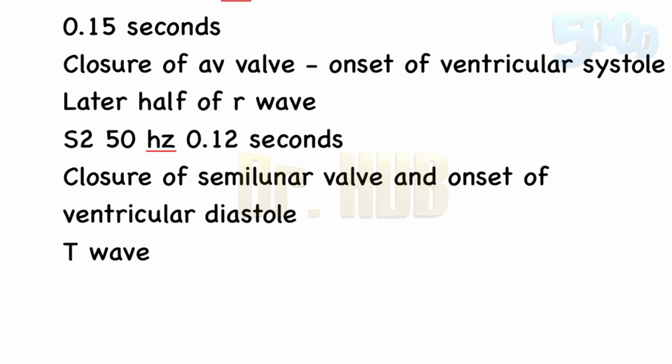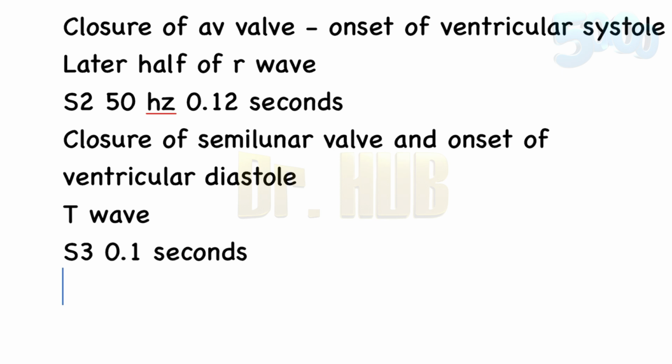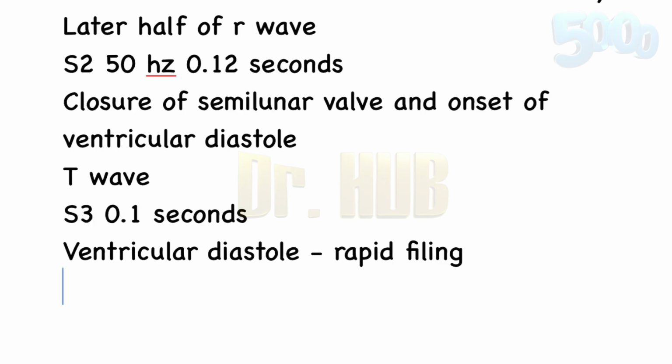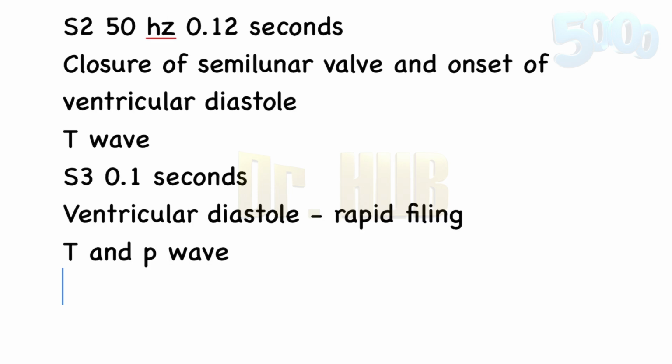Next we move on to S3. What is this S3? S3 is where the frequency is very low. The duration is about 0.1 seconds. The associated event is the first rapid filling phase of the ventricular diastole. The ECG correlation is between the T and the P wave, which is where S3 occurs.